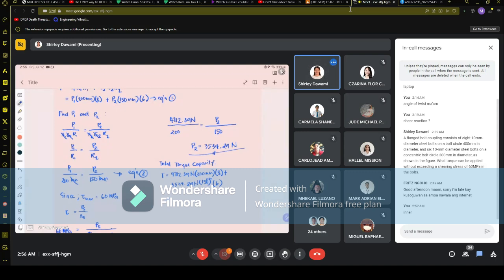Since it is in millimeters, we convert it to meters, so we convert it to kilonewton meter. Divide by 1,000. That gives 10.72 kilonewton meter. Okay, so that is the total torque capacity of the flange bolt coupling.